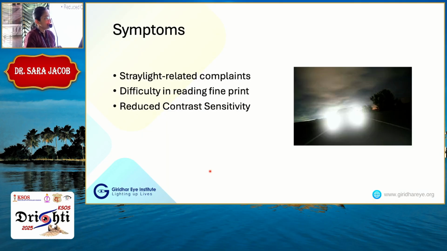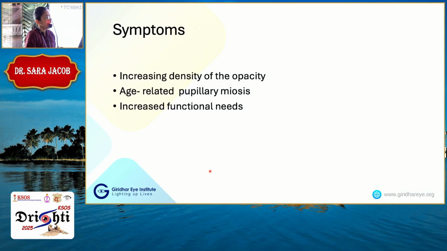Both stationary and progressive types of posterior polar cataracts can become symptomatic with age. Usually they become symptomatic after the age of 30 years. The most common symptom is due to glare. There are stray light related complaints, difficulty in reading fine print, and reduced contrast sensitivity.